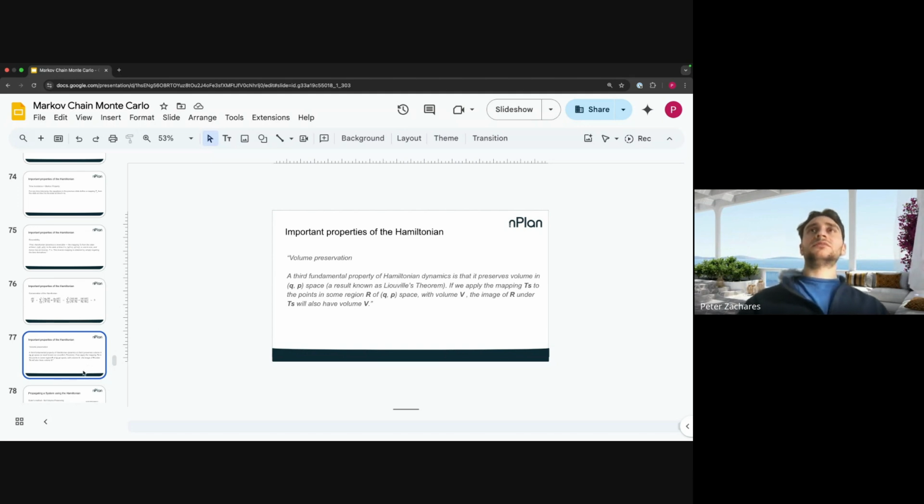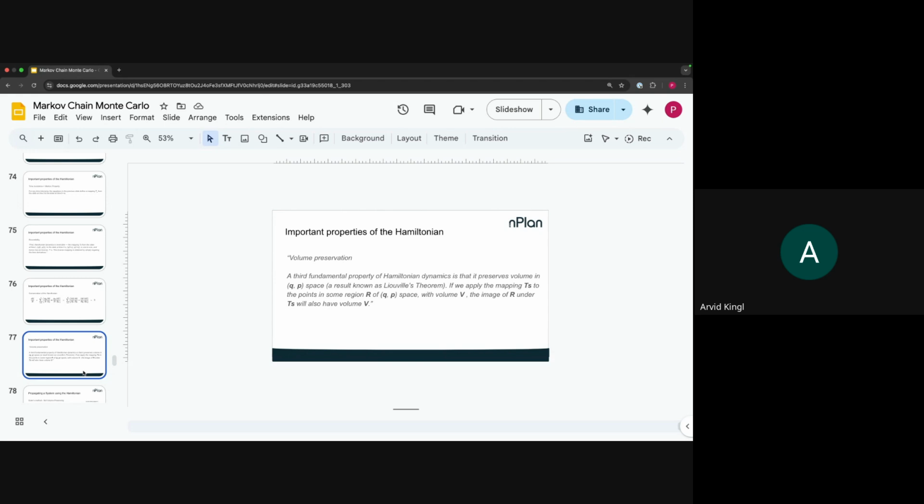Yeah, go ahead, Arvid. Sorry, I hope it's not too annoying. But no, it's not. It's very helpful. This is actually really an interesting one, right? Because what it essentially means is that you just said you can reverse everything. So if I have a probability distribution at any point in time, I can move it forward and backward again.